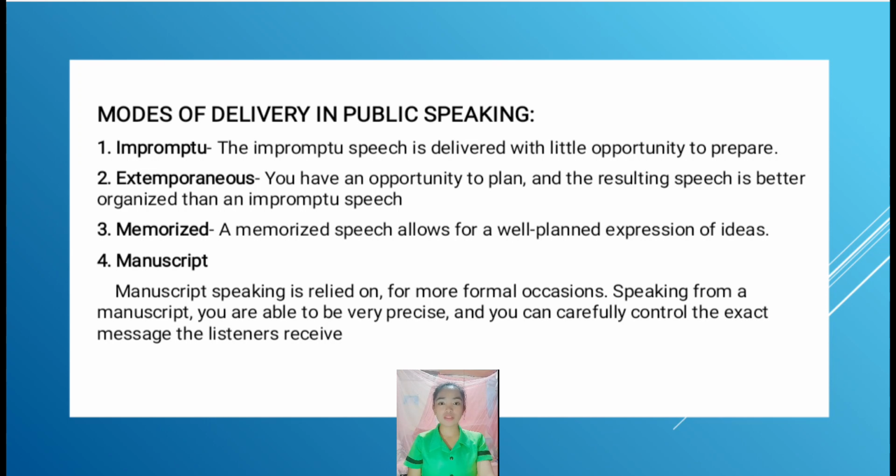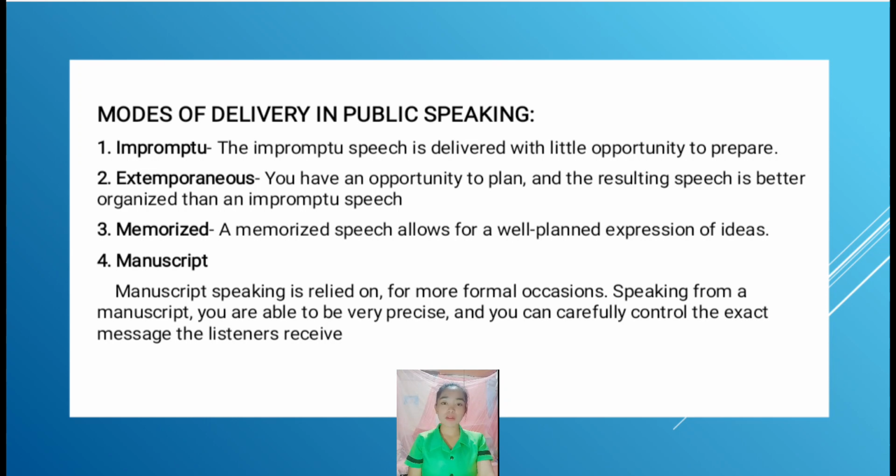Number three is memorized. A memorized speech allows for a well-planned expression of ideas. When presenting a speech from memory, speakers have a tendency to lose a certain amount of naturalness and sometimes sound and look quite wooden. This means that the possibility of forgetting the speech is another negative aspect of the memorized speech.